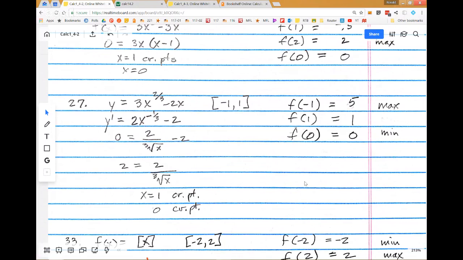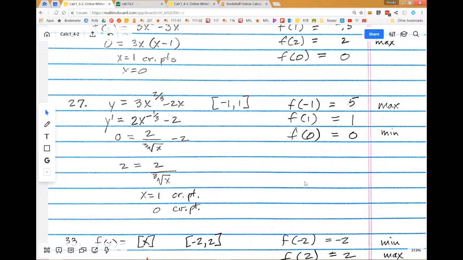Okay, now when is that? So that's the derivative. When is that derivative equal to 0? We can find out by setting it equal to 0, which I have done. And then we can get that 2 on the other side. And okay, so we look at this. 2 equals 2 over the cube root of x.